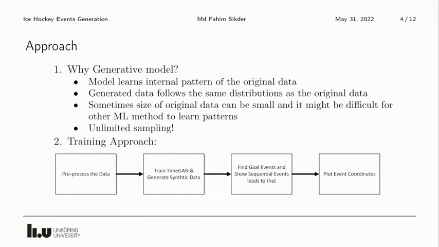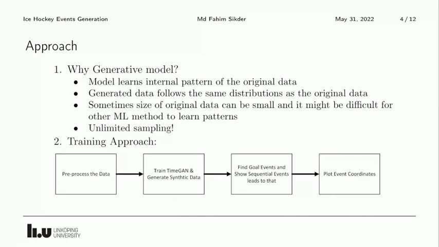The reason behind using the generative model is that it can capture the pattern of the original data. Also, the generated data follow the same distribution as the original data. Again, sometimes the size of the original data can be small. For example, the data we are working with has only 106 goals, and it might be difficult for other machine learning methods to learn pattern from the small amount of data. So, by using generative models, it is possible to sample unlimited amounts of synthetic data.